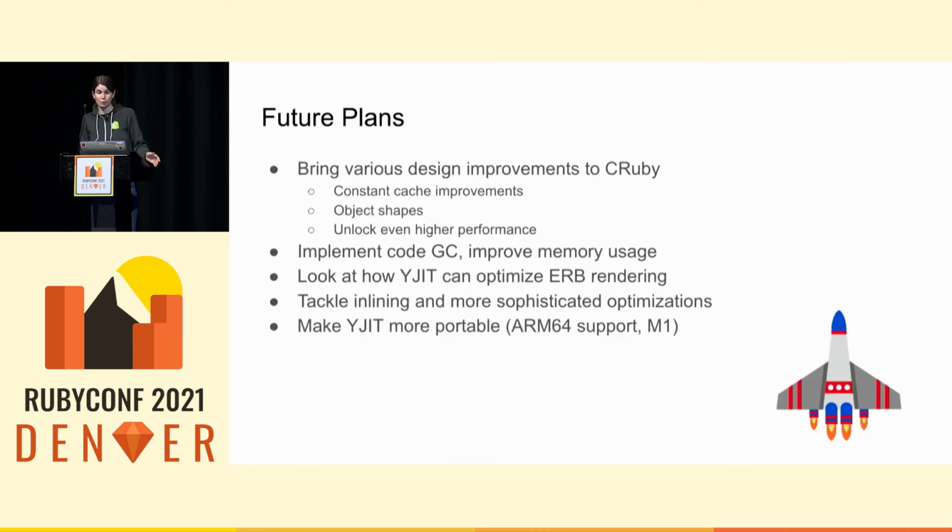In terms of future plans, we want to bring various design improvements to CRuby, some of which I've touched on earlier. We want to implement a garbage collector for code to improve memory usage. I'd like to look at how YJIT can optimize ERB template rendering, because that's commonly used in Rails applications. We want to tackle inlining and more sophisticated optimizations. And we also want to make YJIT more portable, add ARM64 support, because it's becoming more relevant, especially with the new Mac M1s coming on the scene.